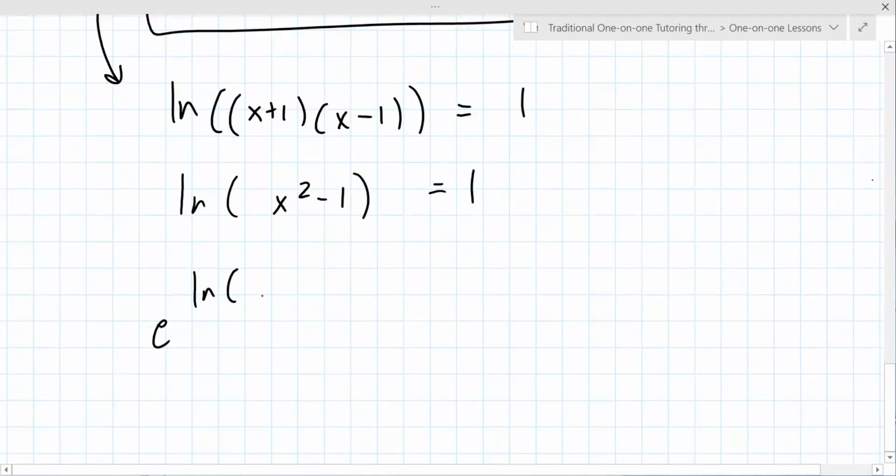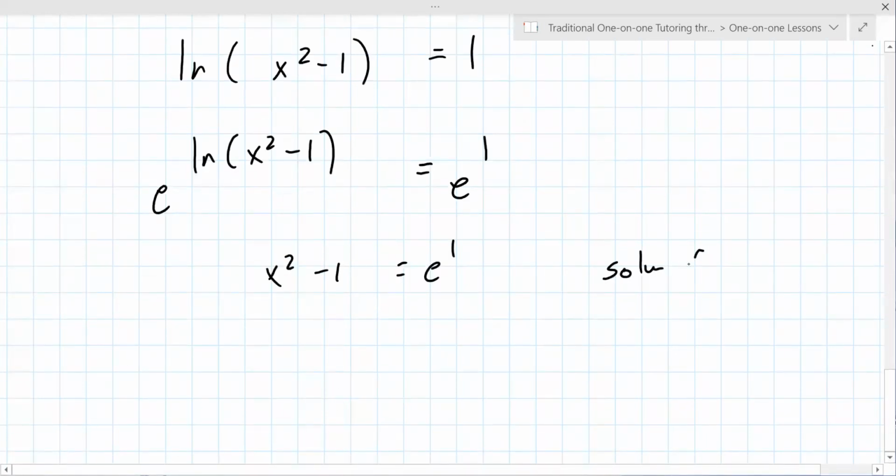e to the natural log of x squared minus 1 equals e to the 1. You get just the thing that's inside there. I actually don't need the parentheses on this. And e to the 1 is e. So now you can still solve for x. It just maybe feels uncomfortable.